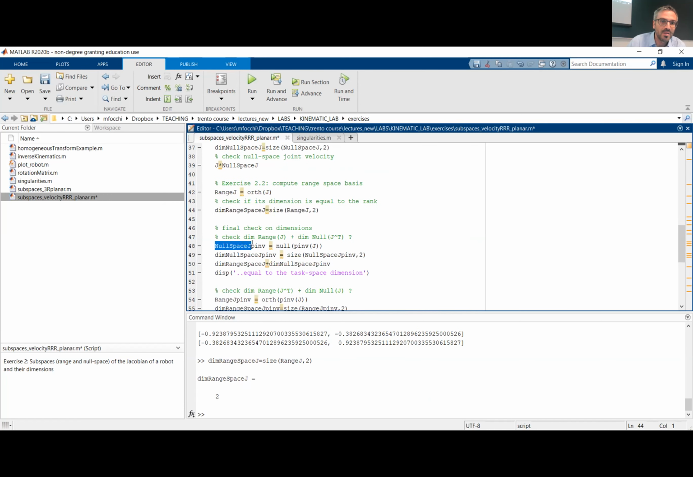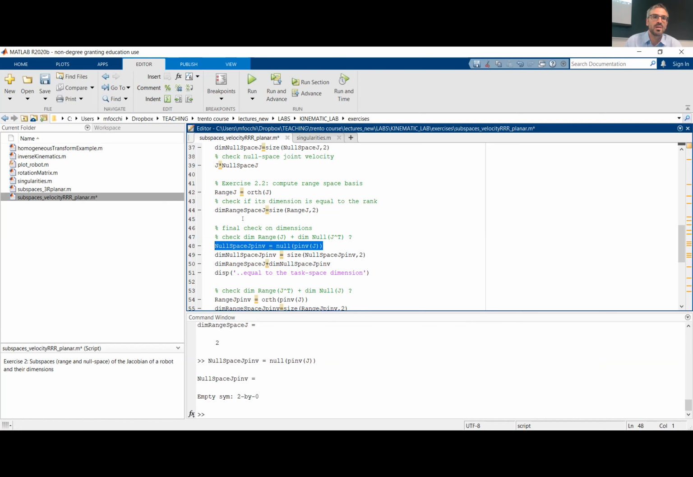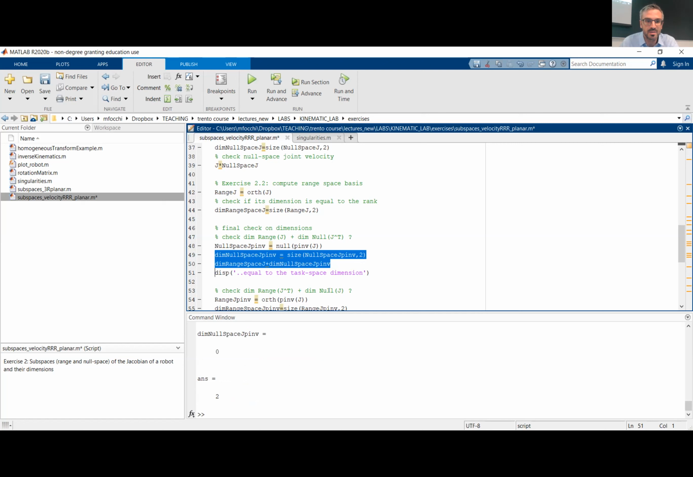And while the null space, so the dual of the range space of J is the null space of J pseudo inverse. So we compute the pseudo inverse with PIMV, we compute the null space basis, and we expect it to be what? 0, because M is 2, range space dimension is 2, so M minus 2 is 0. Then the total dimension is 2.